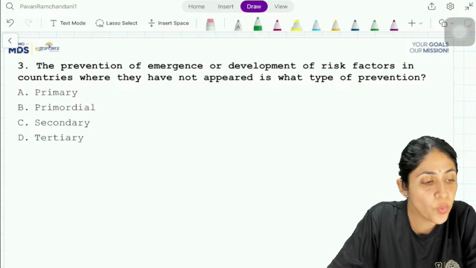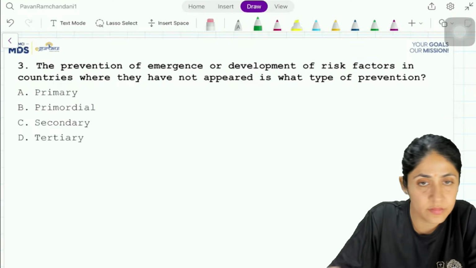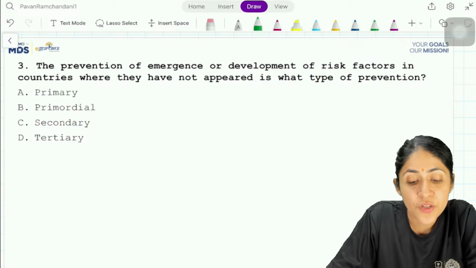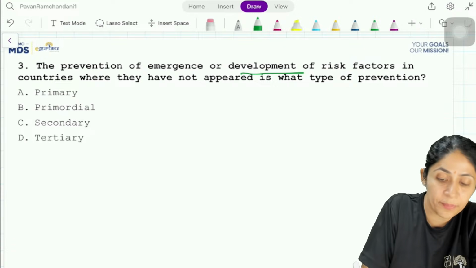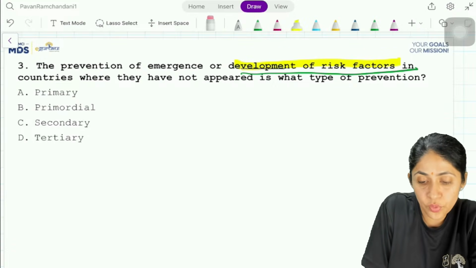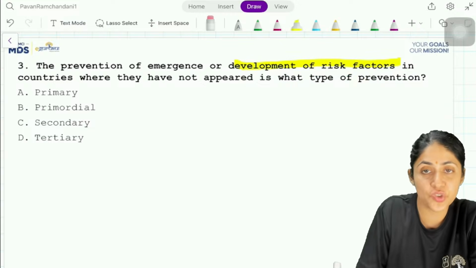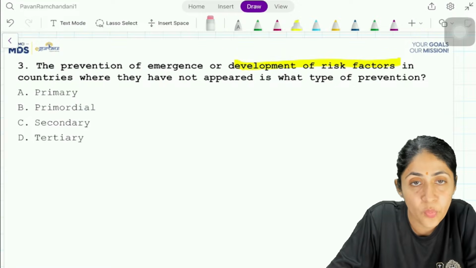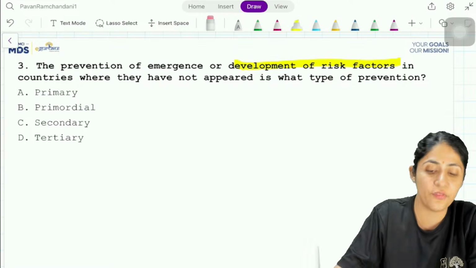Next question is the prevention or the emergence. Okay, now you want to prevent. I'm just checking the live chat also in between to see if there are any queries. Okay, so the prevention or the emergence of the development. You want to prevent that no risk factor is eventually developed in that case, in countries where they have not yet appeared. What is that kind of level of prevention?